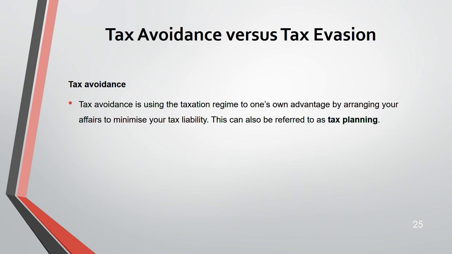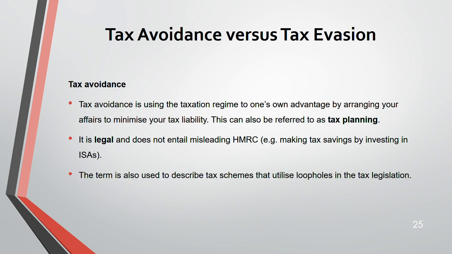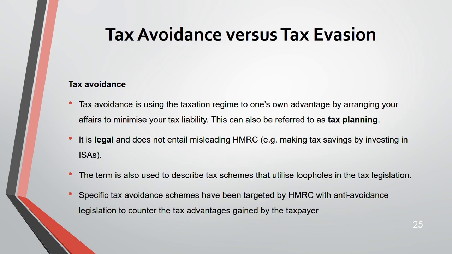Tax avoidance, on the other hand, you can also call tax planning, okay? Here also you want to minimize tax, but it is tax planning. It's legal, okay? You're not misleading HMRC. For example, you are making tax saving by investing in an individual savings account. Here you're not misleading HMRC, so it's legal. So basically you are trying to invest in some tax schemes. You are utilizing loopholes in the tax legislation. Every tax legislation has some loopholes, right? So you are just taking advantage of those loopholes. But remember, in the future HMRC might bring up some new rules in order to reduce this loophole, so that you might not be able to take that much advantage.